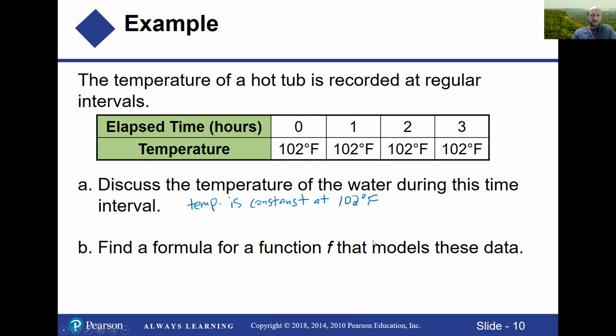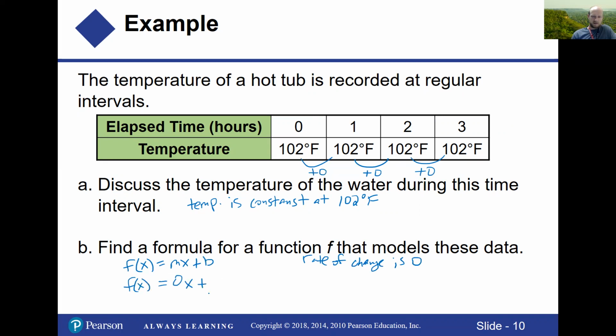And then the next question they might ask is to find a formula for the function that models these data. When we're writing the formula, we need to know this: f of x equals mx plus b. What's the slope here? What is the rate of change? Well, nothing's happening here. Thinking back to the last example, the rate of change is 0. So it doesn't have a slope.